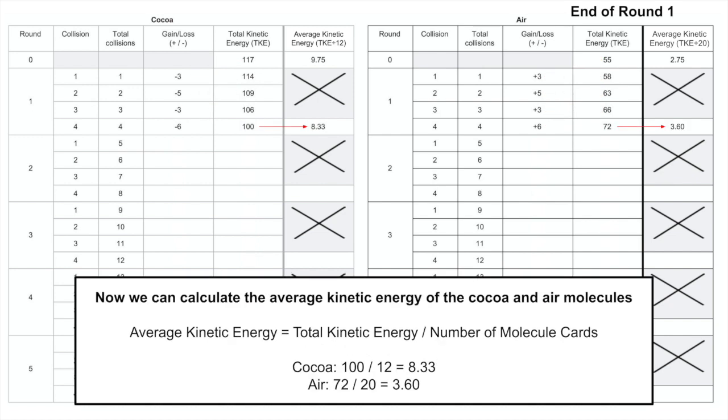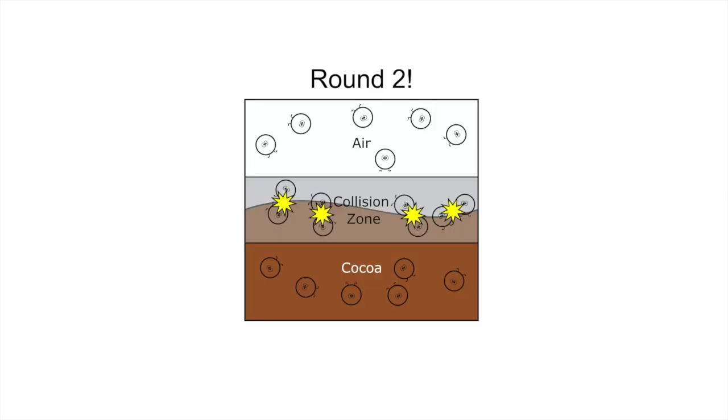Now that we have added all the gains and losses to the total kinetic energy, we can calculate the average kinetic energy for all the air molecules and all the cocoa molecules. This is done by dividing the total kinetic energy by the number of molecule cards. For the cocoa molecules, we divide the total kinetic energy after round 1, which is 100, by the number of cocoa molecule cards, which is 12. This means that after round 1, the average kinetic energy of the cocoa is 8.33. We could do the same for the air molecules. The total kinetic energy, 72, divided by the number of air molecule cards, 20, is equal to the average kinetic energy of 3.60.